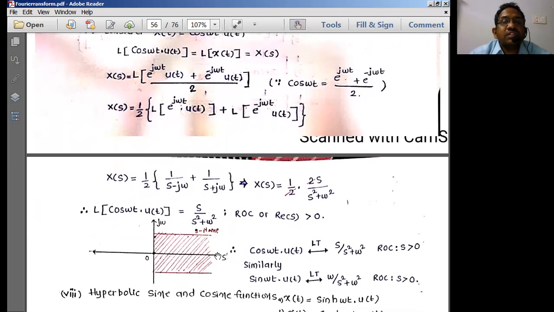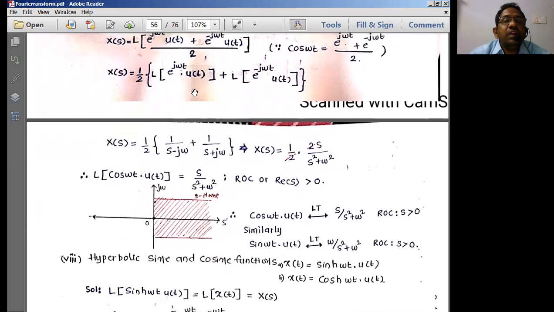So we apply the Laplace transform independently. We already did e power j omega t u of t. What did we get? 1 by s minus j omega. I'm writing it directly here, but in the exam, please solve the entire solution. Plus e power minus j omega t gives 1 by s plus j omega. When I solve this equation, I get something like 2s by s square plus omega square.